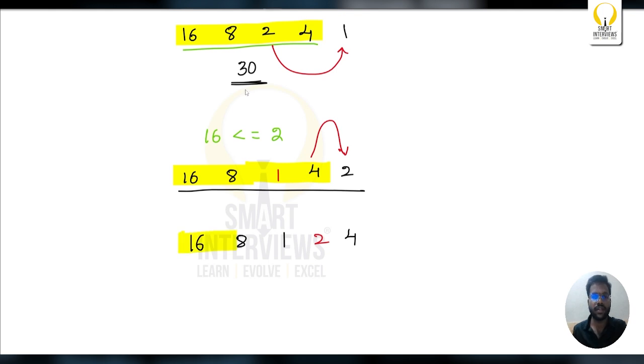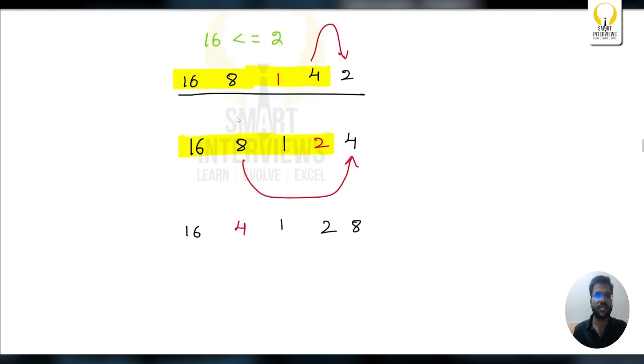Okay, now this is the range of the array to calculate the sum. Now, can you swap 16 with 4? Not possible. But can you swap 8 with 4? Yes, possible, because 8 is less than or equal to 4 into 2. So what I will do is I will simply swap 8 with 4. If I do that, my array would look like this: 16, 4, 1, 2, 8. Now, coming to this step, this is the range of the array that we need to calculate the sum.